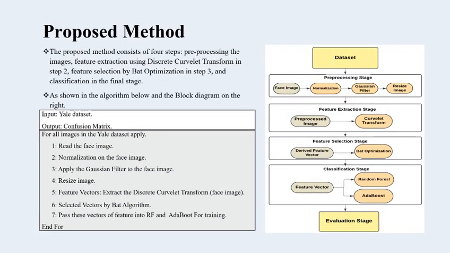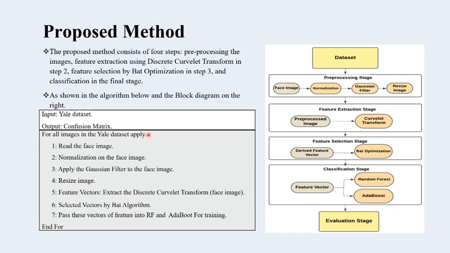Proposed method. The proposed method consists of four steps: pre-processing, feature extraction using discrete curvelet transform, feature selection by path optimization, and classification in the final stage. As shown in the algorithm below and block diagram, the algorithm input is the Yale dataset, and the output is the confusion matrix.